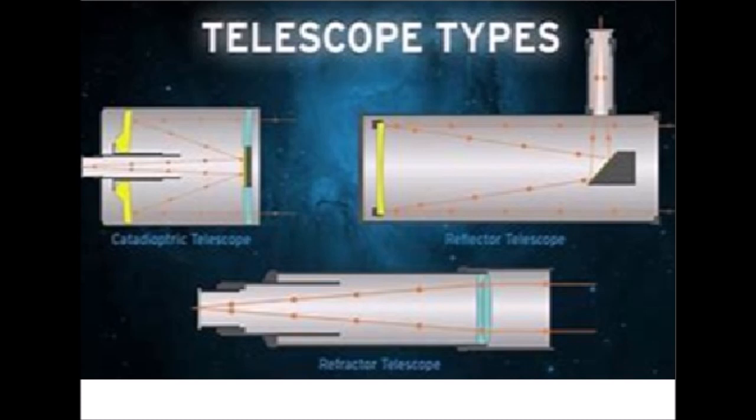the eyepiece. Where is the eyepiece? See that top vertical. That's what we look at. This is one. Price-wise, it is cheaper compared to a refractive telescope for the same size of lens or mirror.